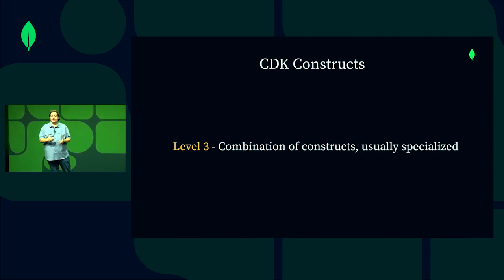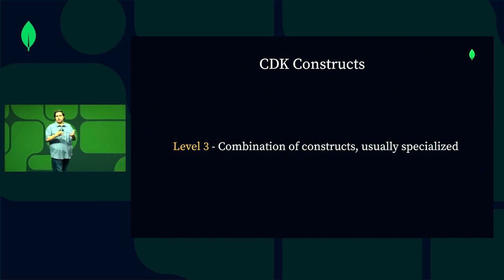And then finally, we have L3 constructs, which is collections of constructs. Hey, cool, I want to create a 3-tiered application with a presentation layer, the application layer, and my database. It has to have some networking, it has to have all of these things combined. Wouldn't it be cool if I could write one piece of CDK logic that would spin everything up for me? And that's exactly what this does.